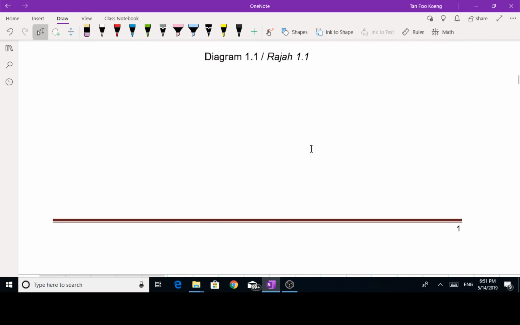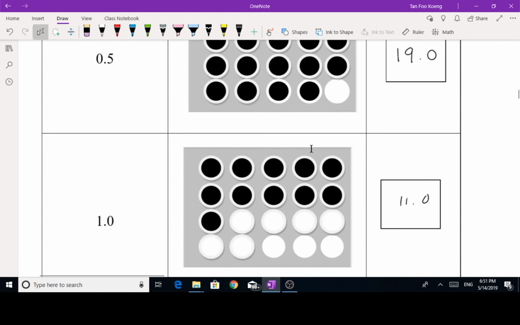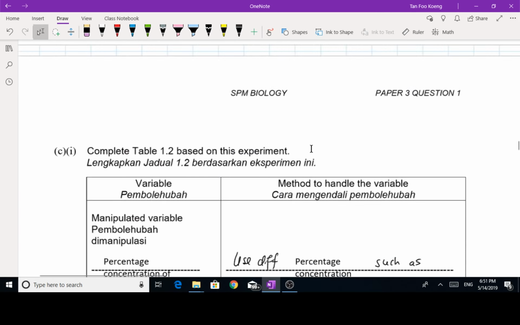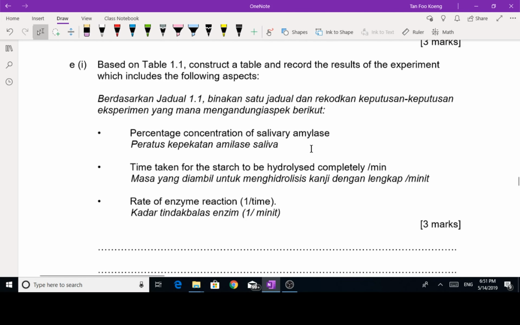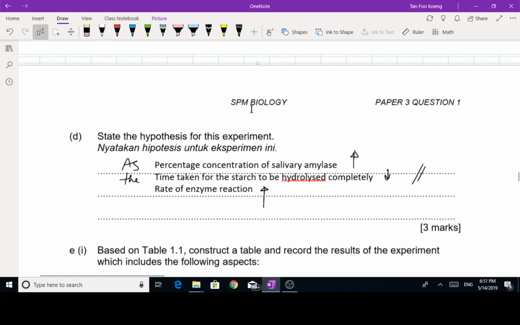Now, let's say you are not able to find out the MV, RV, and ORV, then you need to refer to question number E1. In question E1, you will be asked to construct a table that includes the following aspects. The percentage concentration of salivary amylase is our MV. Then the time taken for the starch to be completely hydrolyzed will be our ORV. This is what we measure, and from what we measure, we calculate the rate of enzymatic reaction. This is the RV. So this is the first method to get the MV, ORV, and RV.